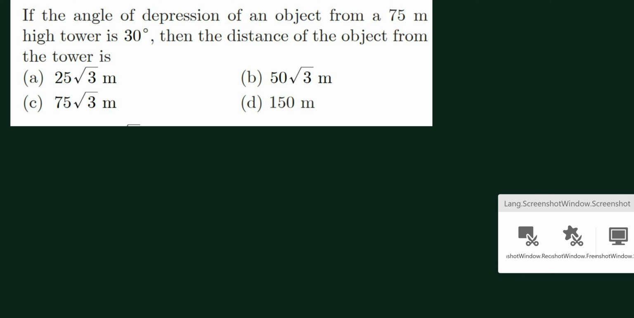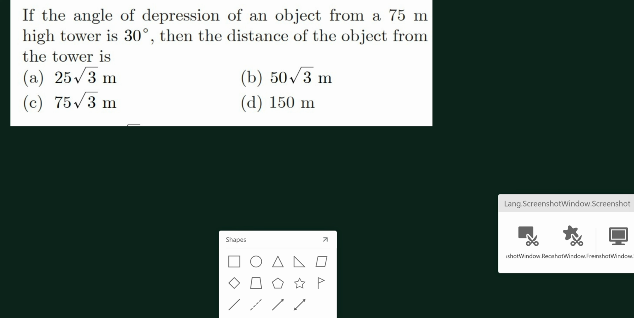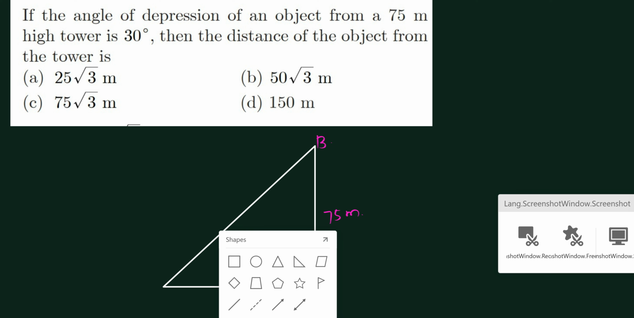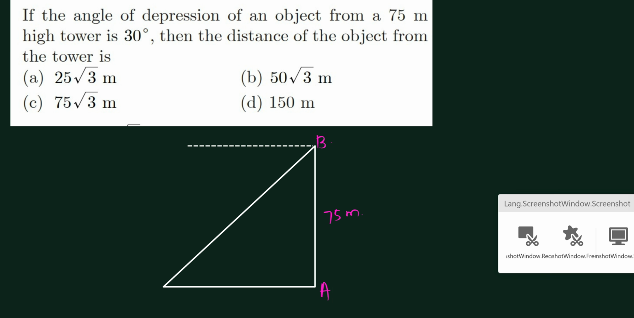If the angle of depression of an object from a 75-meter high tower is 30 degrees, then the distance of the object from the tower is, let us say, okay, this is a tower AB. This is a 75-meter high tower. The angle of depression they have asked. What is the angle of depression here? That is 30 degrees. If it is 30 degrees, this one is also 30 degrees. How? Alternate interior angles.